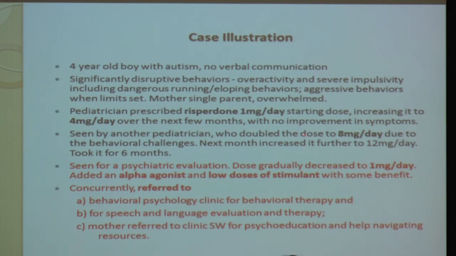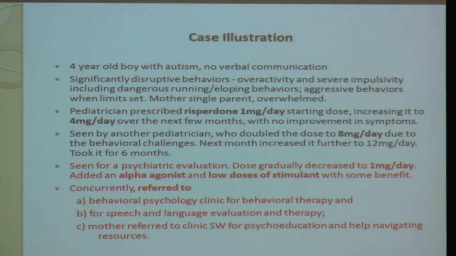So the case illustration. I saw that boy for the psychiatric evaluation, and I literally fell off the chair because I hadn't seen those kinds of doses being prescribed to any child, and this was a 4-year-old kid. So we gradually decreased the dose to 1 milligram per day. We had to go down from 12 milligram to 1 milligram per day. It took us 6 or 7 months to do that. And over that period, we also added an alpha agonist and low doses of stimulant medications. So there was some improvement in the symptoms, but not a whole lot.